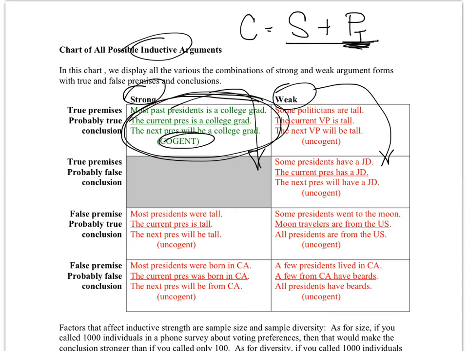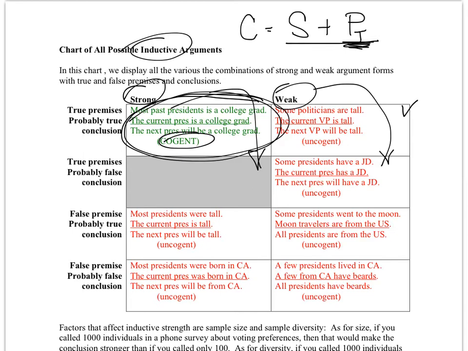So the same distribution of true and false premises is applied to this chart as well. And in this top right-hand corner, we have a weak inductive argument. Weak because, let's just go through this argument. It says, some politicians are tall. The current vice president is tall. Therefore, the next vice president will be tall.